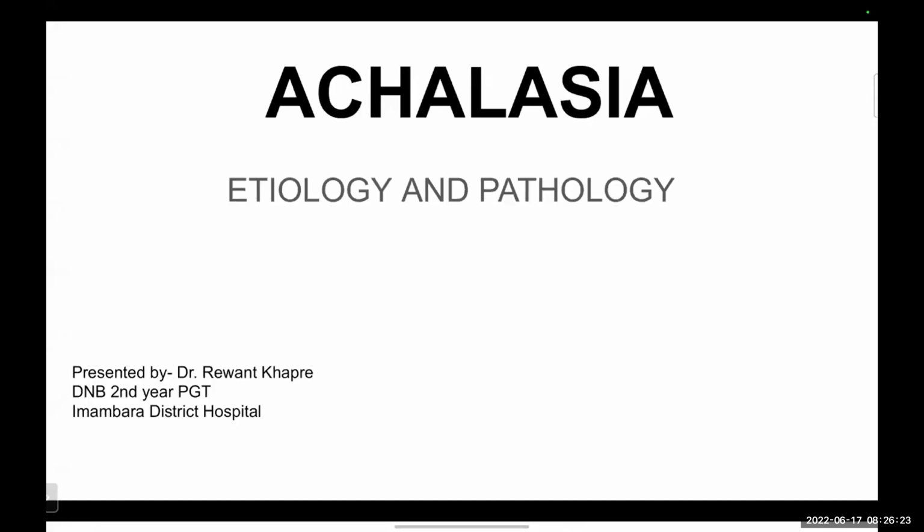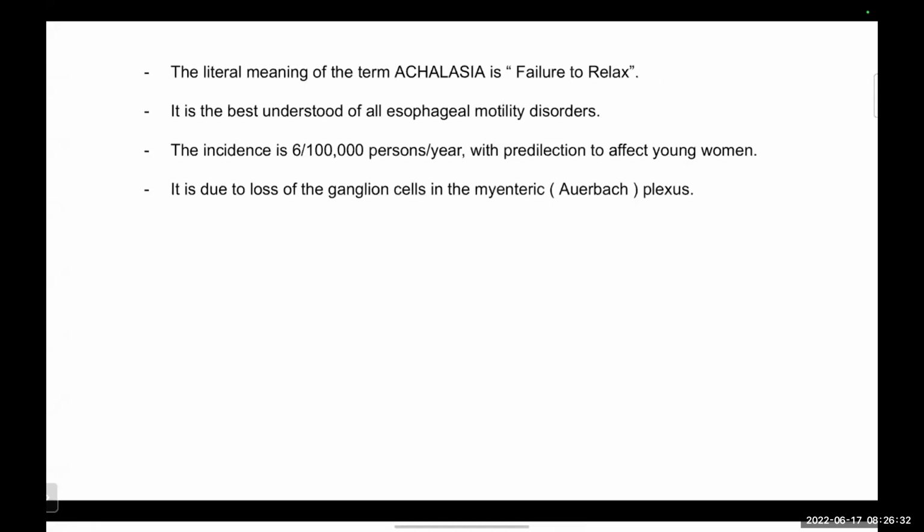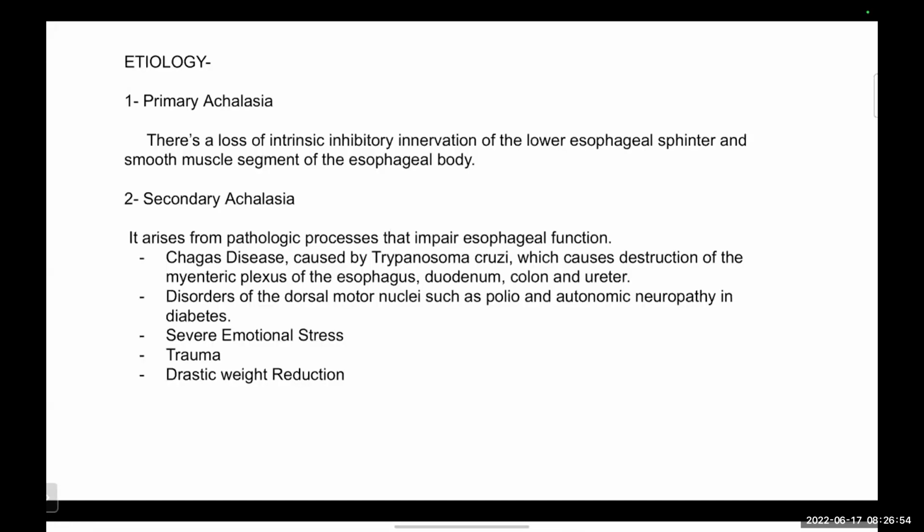Good morning, everybody. Myself Dr. Raven from Imambara District Hospital, and my topic of discussion is achalasia cardia, its etiology and pathology. The literal meaning of the term achalasia is failure to relax. It is one of the best understood of all the esophageal motility disorders. The incidence is 6 per 100,000 persons per year, with a predilection to affect young women. It is due to loss of ganglion cells in the Meissner/Auerbach plexus.